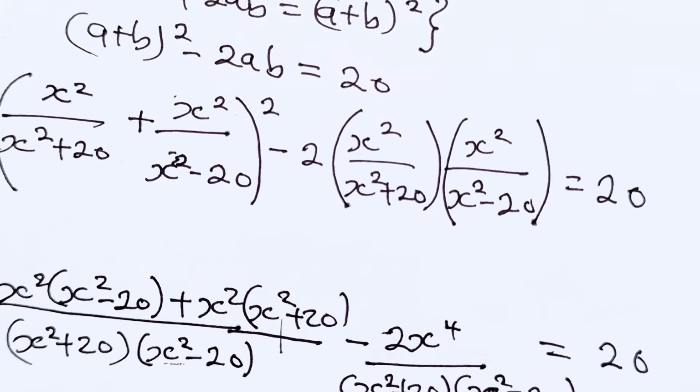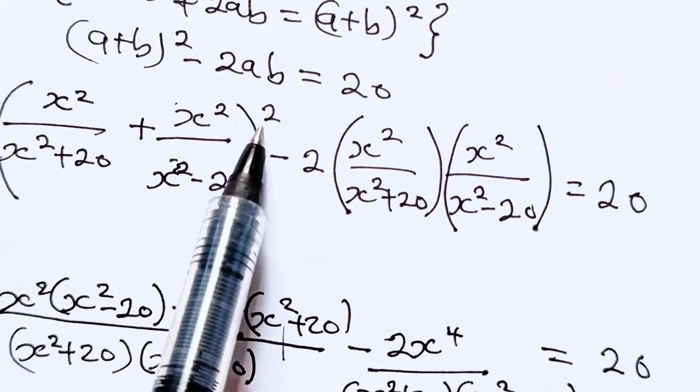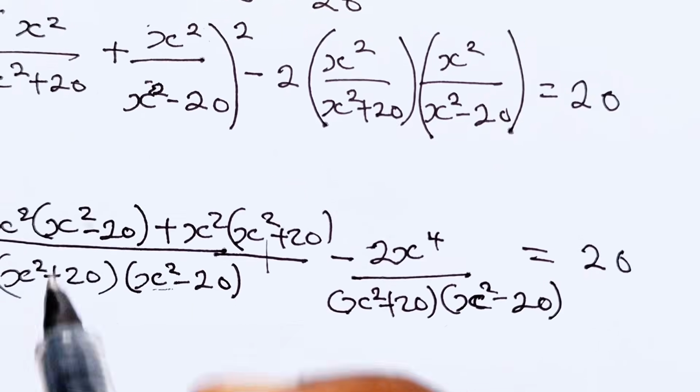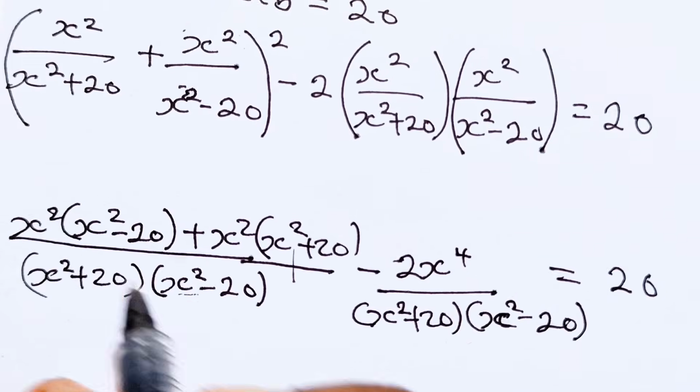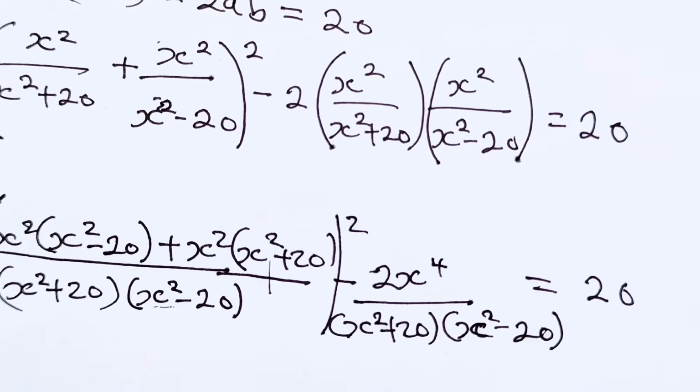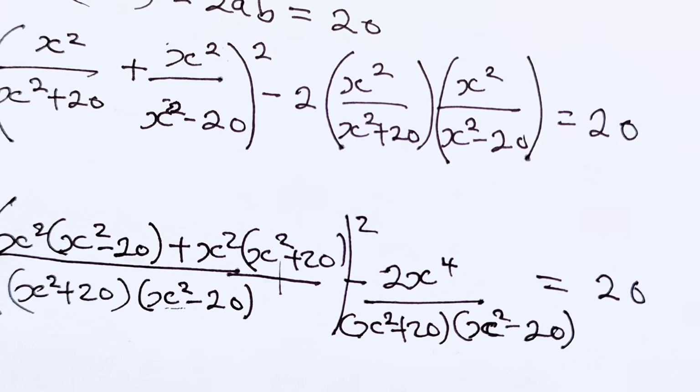Now, at this point, moving forward, this is squared. That is, from here to here is squared. So we have that squared.